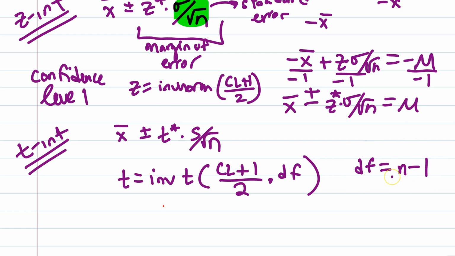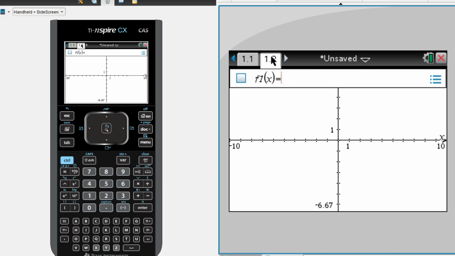We divided it by n minus 1, and I called it degrees of freedom then. Okay? So basically, the t-distribution changes depending on the sample size. So I'm going to look at the calculator and see how that works. On graph, you don't have to do this. I just want you to kind of see this.